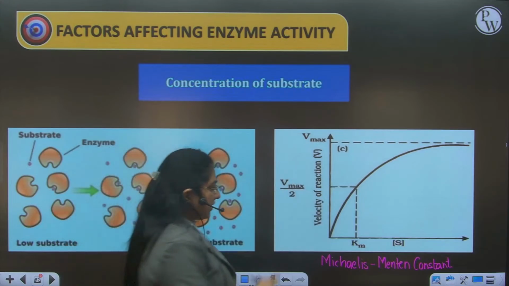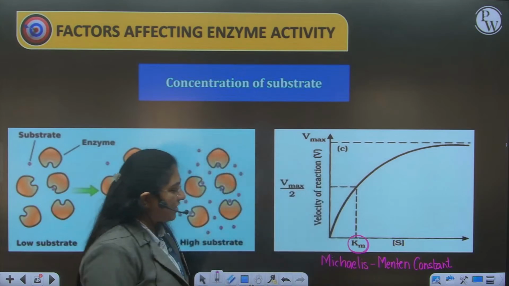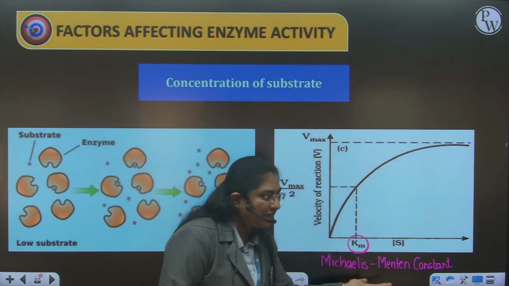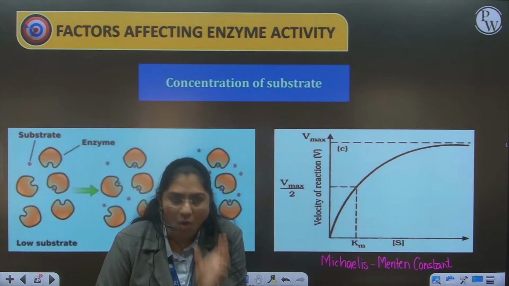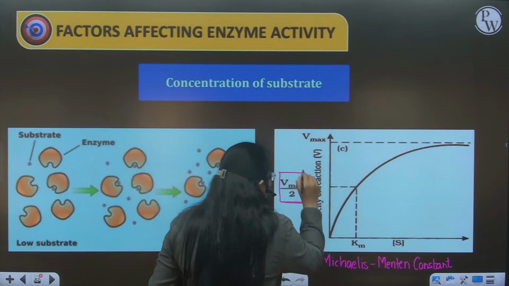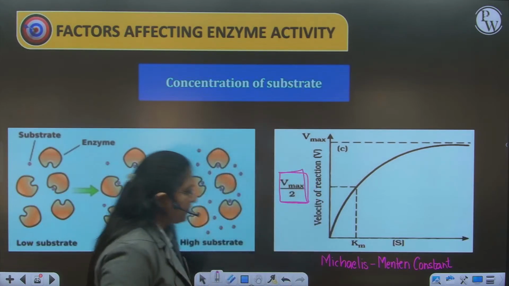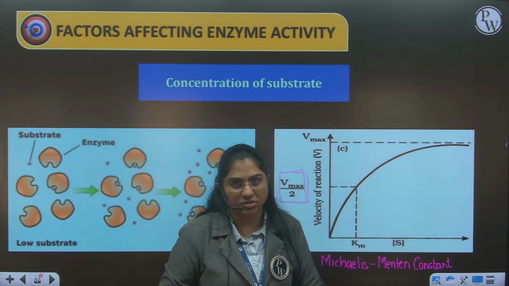And hence this kind of a graph. In the NCERT, in this graph, if you see, there is something called Km that is mentioned. Now what is this Km? Km is the Michaelis-Menten constant. It is that particular concentration of the substrate at which we attain half of the maximum velocity. That substrate concentration is called the Michaelis-Menten constant.